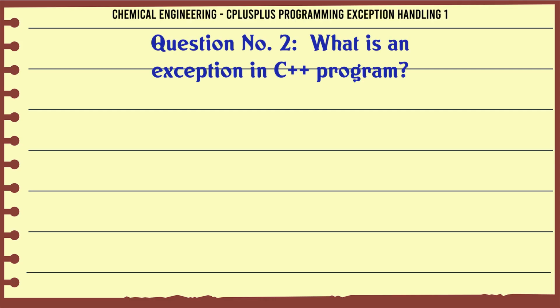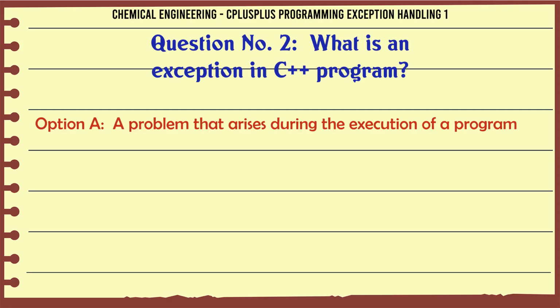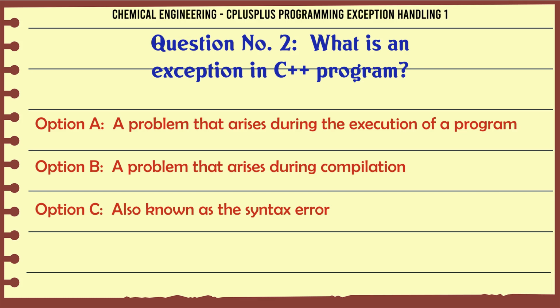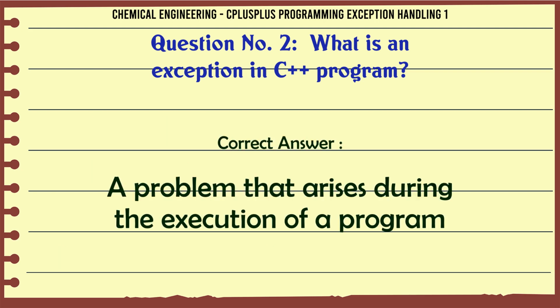What is an exception in C program? A. A problem that arises during the execution of a program. B. A problem that arises during compilation. C. Also known as the syntax error. D. Also known as semantic error. The correct answer is a problem that arises during the execution of a program.